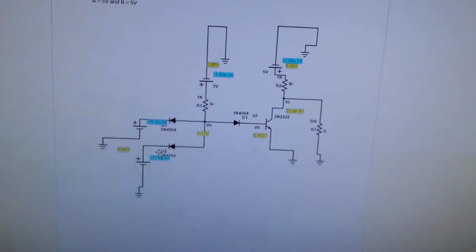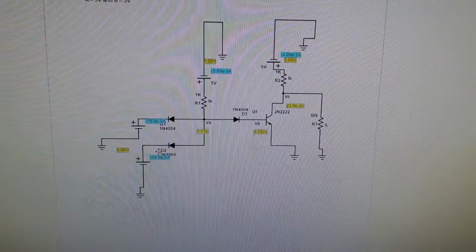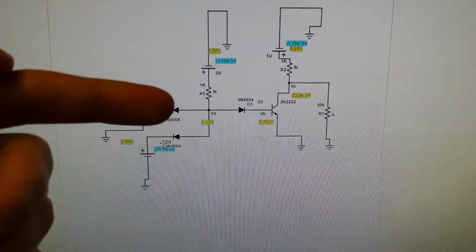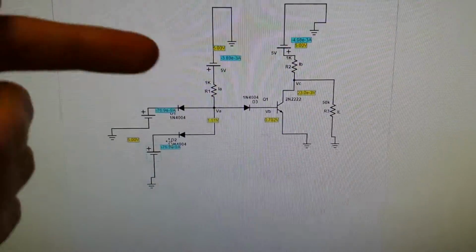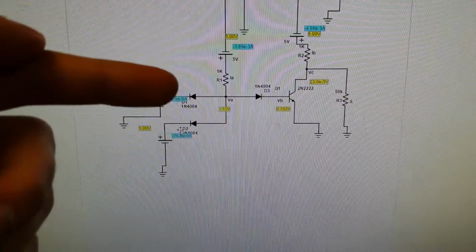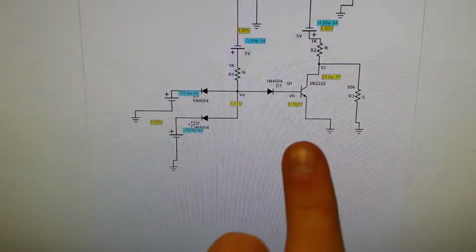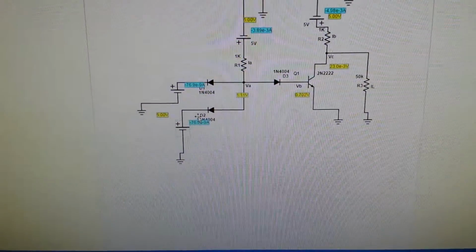Now going over to the simulation. Over at the simulation, we can verify that the diode over at VA over here is 1.1, which is close enough to our 1.4, and we can see that these diodes are then turned off and the transistor's on. The transistor is on and verified.